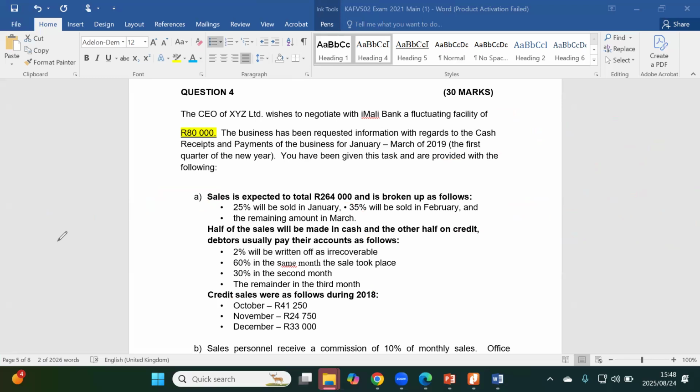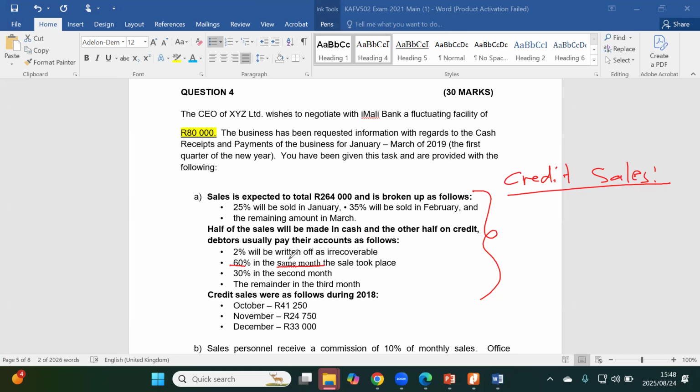So now I want to deal with the credit sales collection. All I'm doing is just analyzing the question. I've not yet answered it. I want to show you the breakdown of the credit sales, so that when we do it practically, it will make sense. With the credit sales, we are understanding that 60% is collected in the same month when the sale took place. If I'm dealing with the month of January, 60% of my credit sales are collected in the same month.